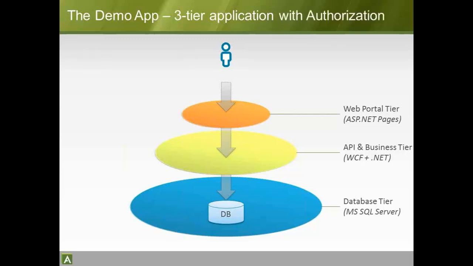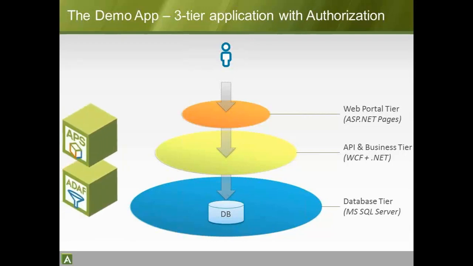In comes externalized authorization, or I should say out goes the authorization into a layer of its own. This is where the products that Gerry has just introduced will step in. On the one hand, the Axiomatics Policy Server for everything that deals with direct authorization in the application tier, the API tier, and the presentation tier. And for the data tier, we use the Axiomatics Data Access Filter.